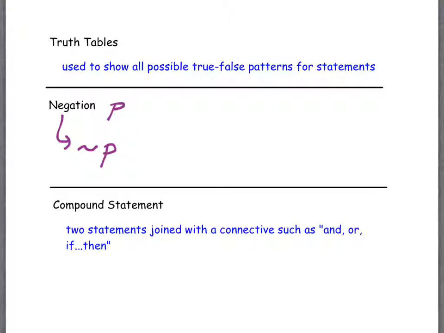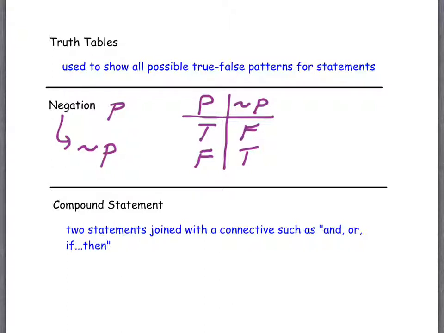Now in terms of truth tables, a truth table looks something like this. We put the column header as a statement. So we're going to say the statement P. And the other statement we're going to put as tilde P, or the negation of P. So if the statement P is true, then its negation would be false. And if the statement P is false, then its negation would be true. So you're going to see a bunch of T's and F's when we're working with truth tables.